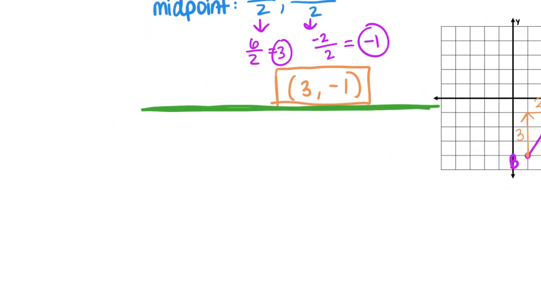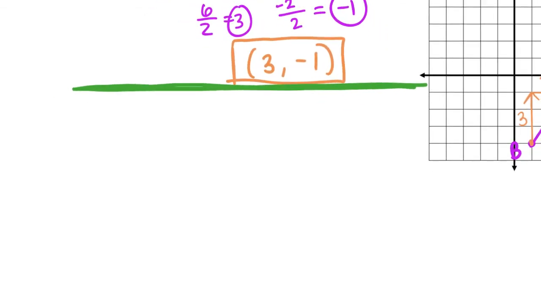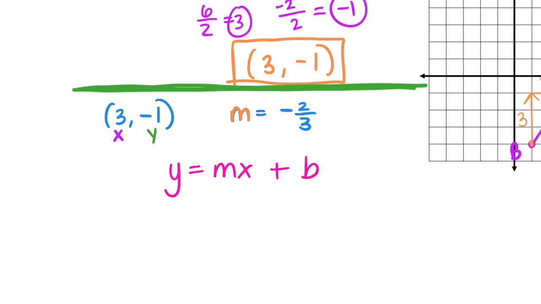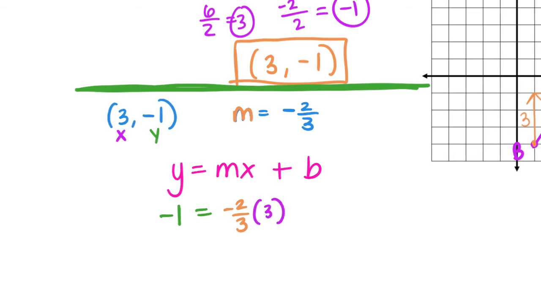All right, so I'm going to write down the information I need just so I have it handy here. The midpoint is 3, negative 1, and the slope that I want was negative 2/3. And remember, that's our x value, that's our y value, and obviously that is the slope because it's m. So let's go ahead and plug all this into slope-intercept form. The y value is going to go here, that's negative 1, the slope is negative 2/3, and the x value is positive 3, and then we'll just bring down the plus b.